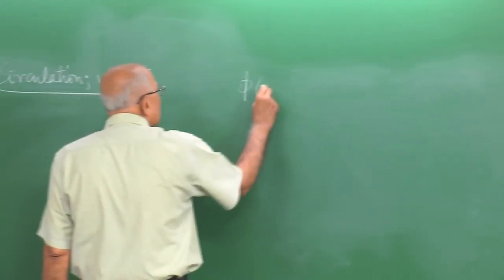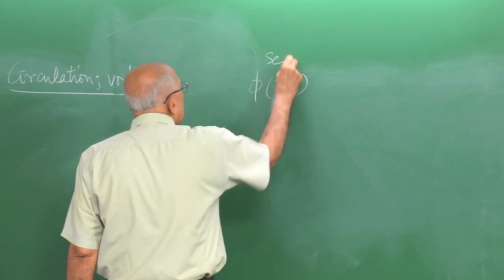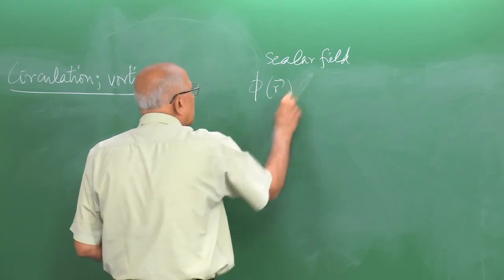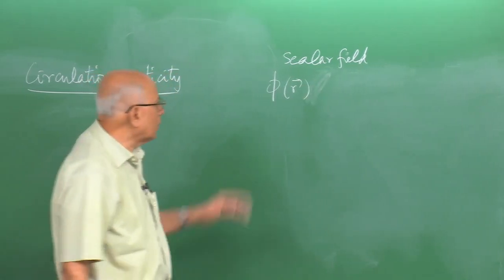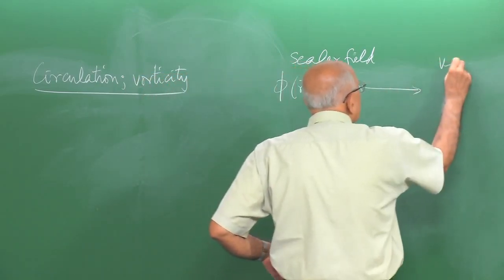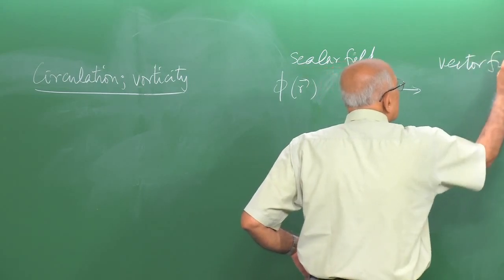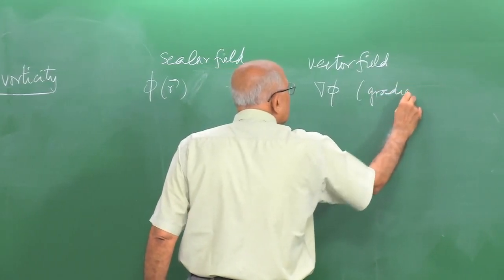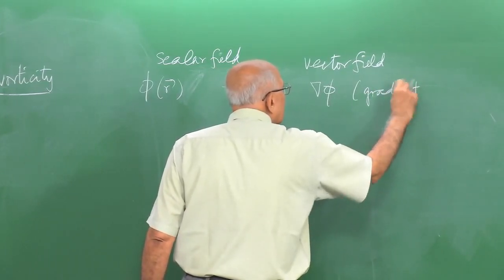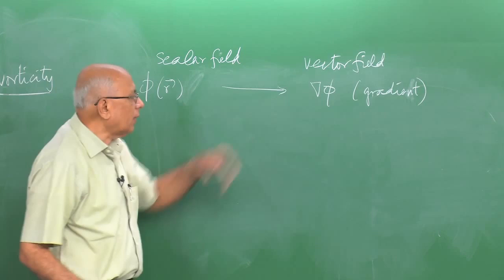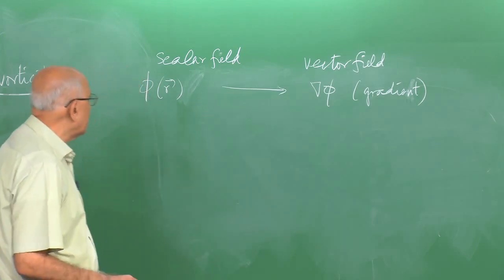You already have seen that if you give me a scalar field phi of r and t, well, let us forget about the time dependence for the moment. If you give me a scalar function of the position coordinates, then from here we can form a vector field, namely the gradient of phi. Or the directional derivative of the scalar field, and that is called the gradient of phi, written as grad phi or del phi in this form.